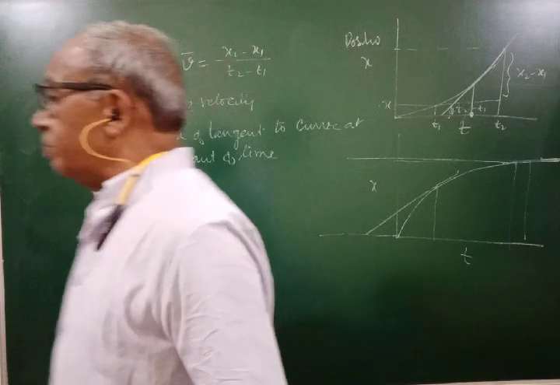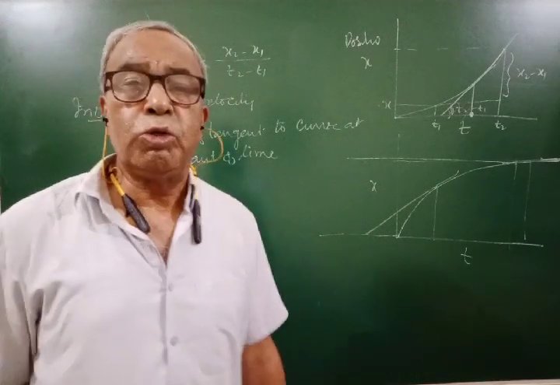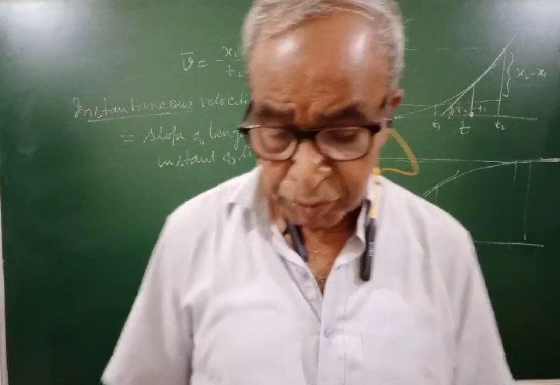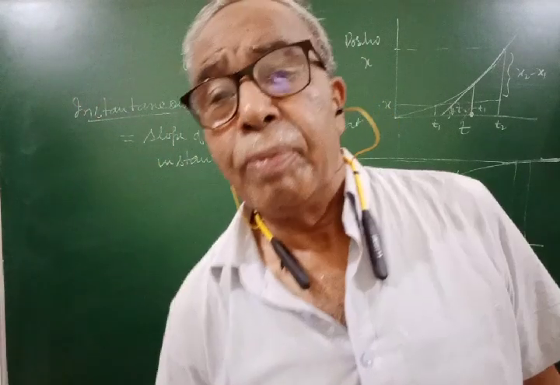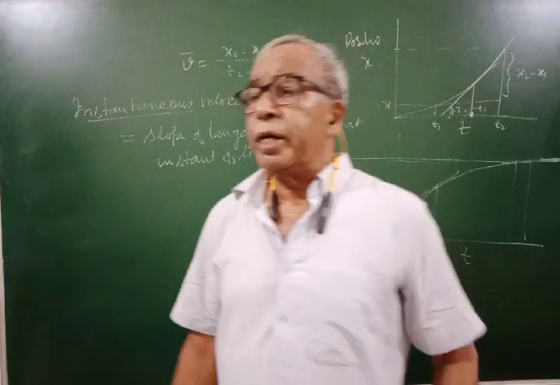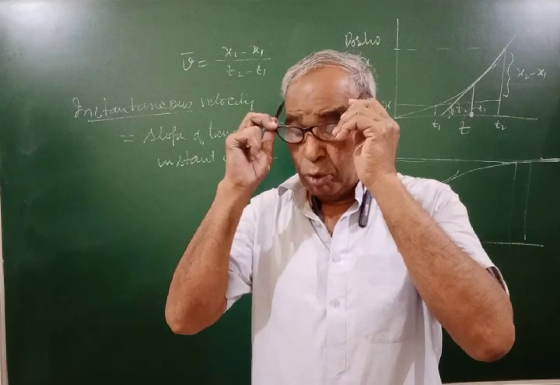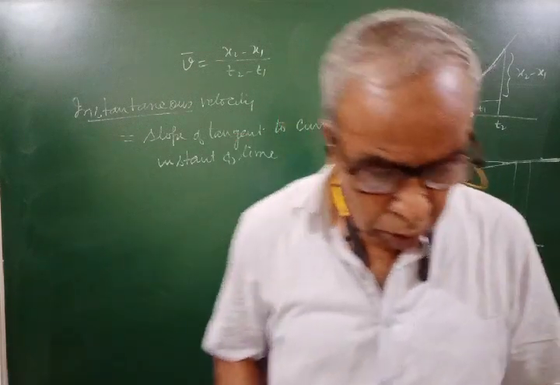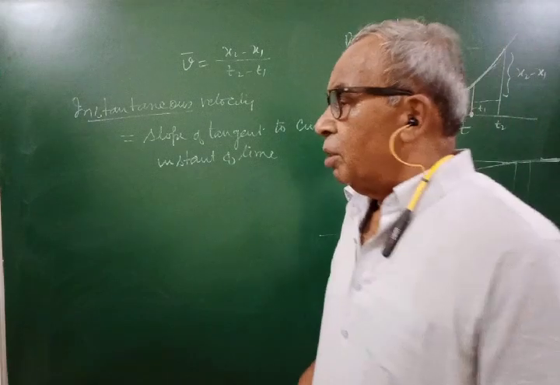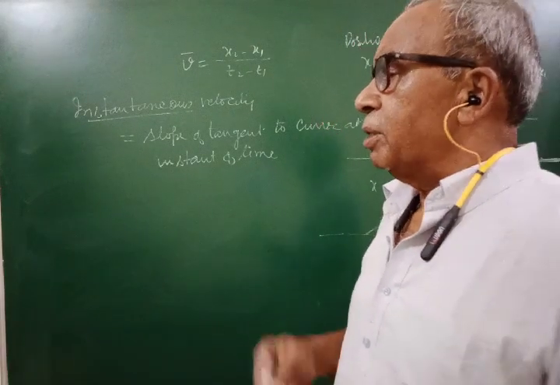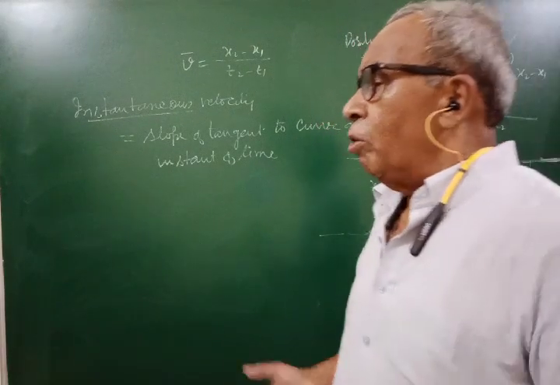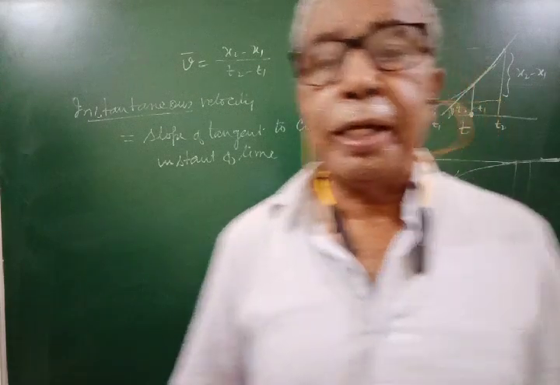So these are some information which you can obtain from the position-time graph. And I have told you that the magnitude of average velocity at any time is equal to speed also. Now the next topic here will be the velocity-time graph. I will take it in the next video.